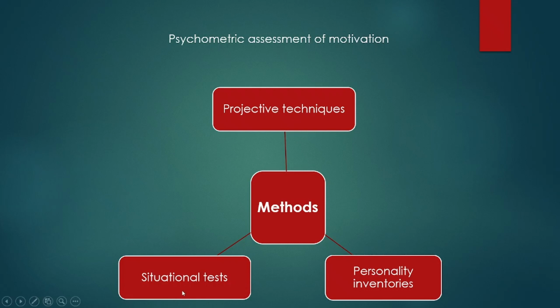Then situational tests. Situational tests means here the subject is put into real life situations and kept under observation by a witness. For example, if a child gets aggressive, it can be measured by giving them some dolls and observing how many times the child gets aggressive in that situation, and we need to do something to distract them. That is the situational test. These are the three main methods to assess motivation psychometrically.